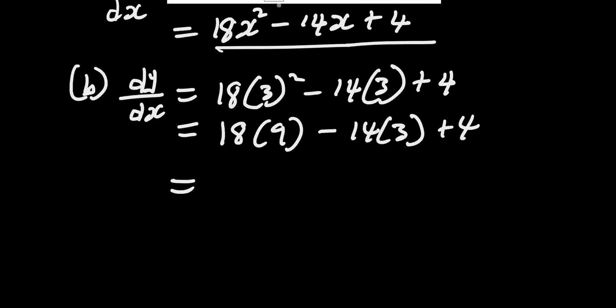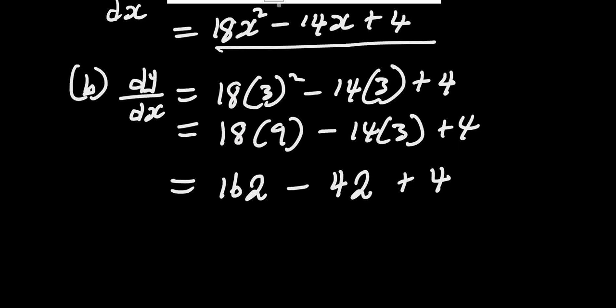So 18 times 9, 9 times 8, 72. Write down 2, carry 7. 9 times 1 is 9 plus 7, 16. So that gives us 162 minus 3 times 14, 3 times 4 is 12. Write down 2, you carry 1. 3 times 1 is 3 plus 1. So we have 42 plus 4.